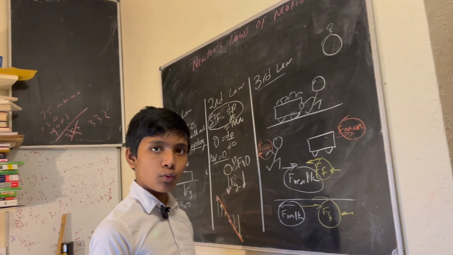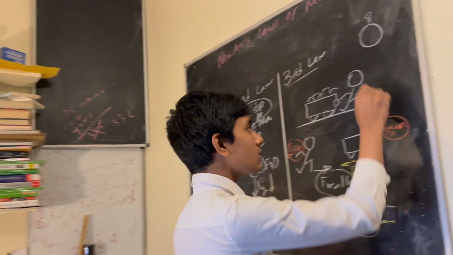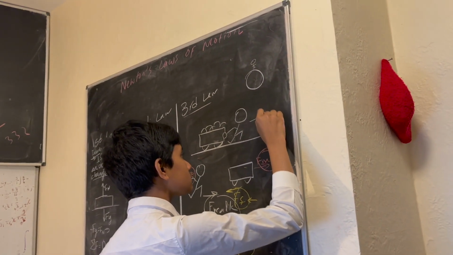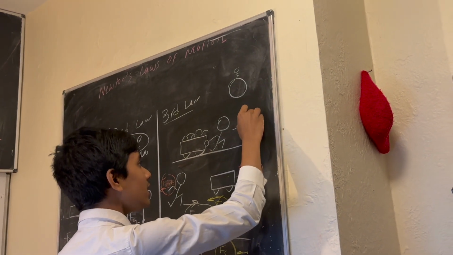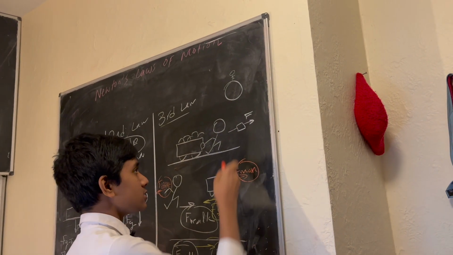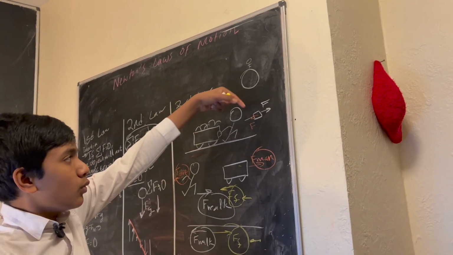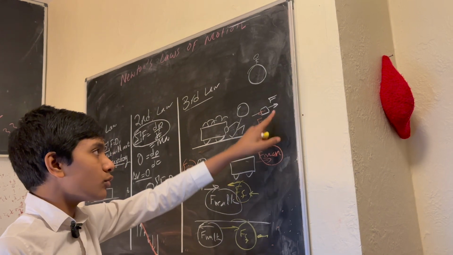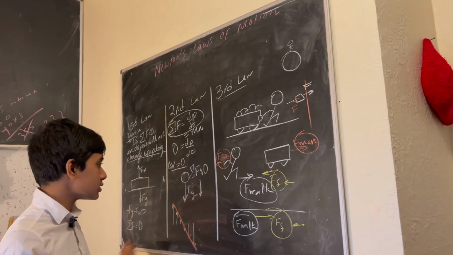So try punching a wall. That gives the exact same action reaction pair. I mean, your hand punches the wall this way, and the wall punches your hand in the opposite direction. So one part is exerted on your hand, and one part is exerted on the wall. So that's how all of Newton's three laws work.